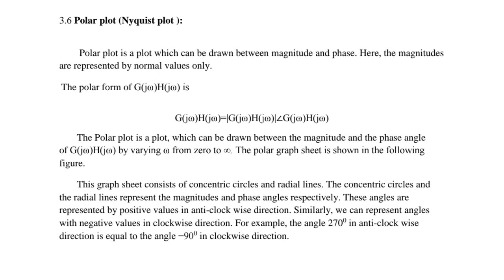Now the polar form of G(jω)H(jω) is the modulus of G(jω)H(jω) and the phase of G(jω)H(jω). The polar plot is a plot drawn between the magnitude and phase angle of G(jω)H(jω) by varying ω from 0 to infinity. Here the polar graph is shown in the following figure.